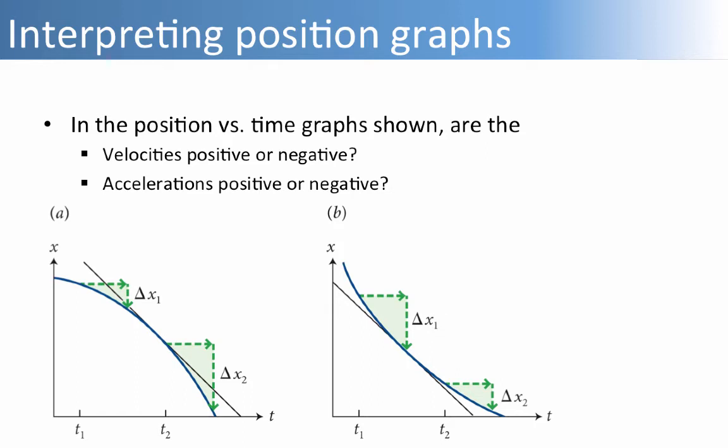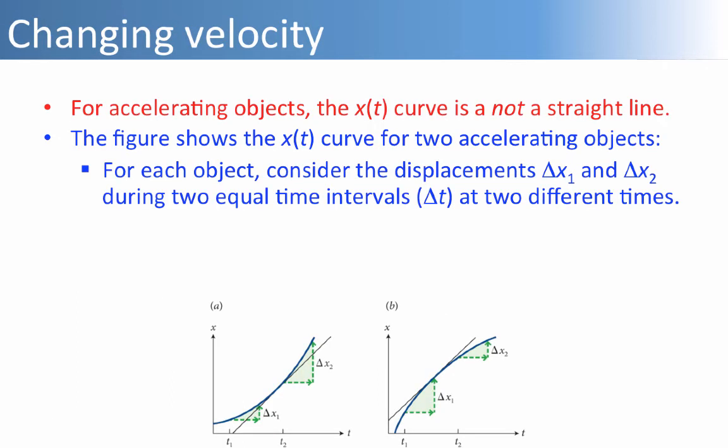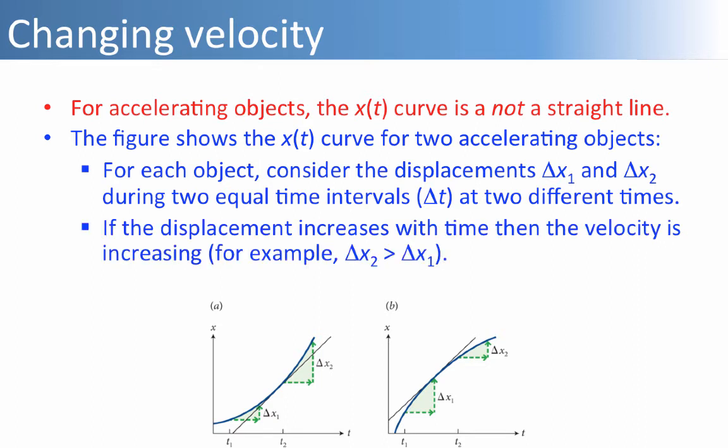So we have a few rules that are actually quite useful. When we have accelerating objects, the x of t curve is going to be a curve, not a straight line. In each of these cases, if the displacement increases with time, then the velocity is increasing. That's what we see in case A and not in case B.